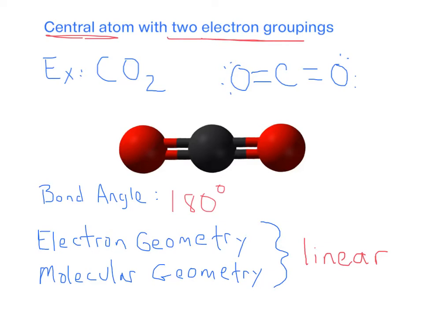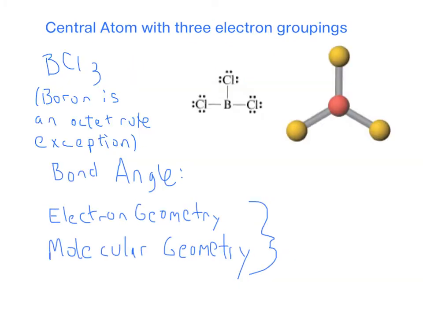Okay, next slide. So now we're going to move on. We're going to talk about the geometry we get when we have a central atom that has three electron groupings. And this is a little bit of an odd circumstance. It doesn't happen very often, but the element boron will do that. Boron is what we would call an octet rule exception. It's a hextet rule in this case. Boron is stable with 6 electrons. It only has those 3 valence electrons, and so it likes to bond up and share 3 pairs, and that's stable for it. So there's our Lewis structure.